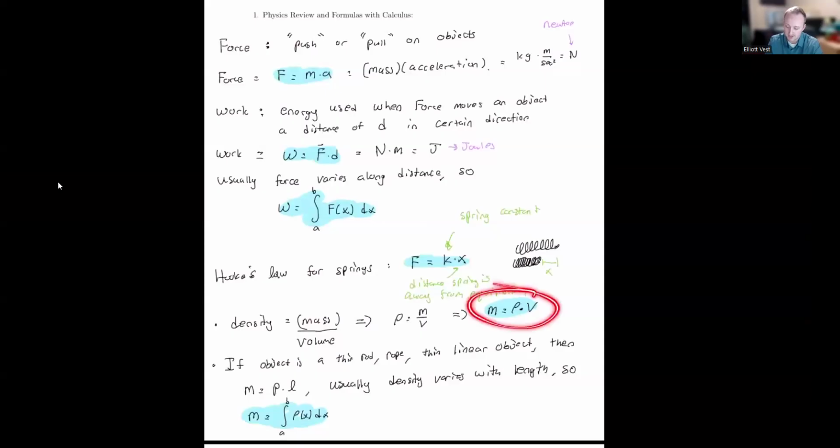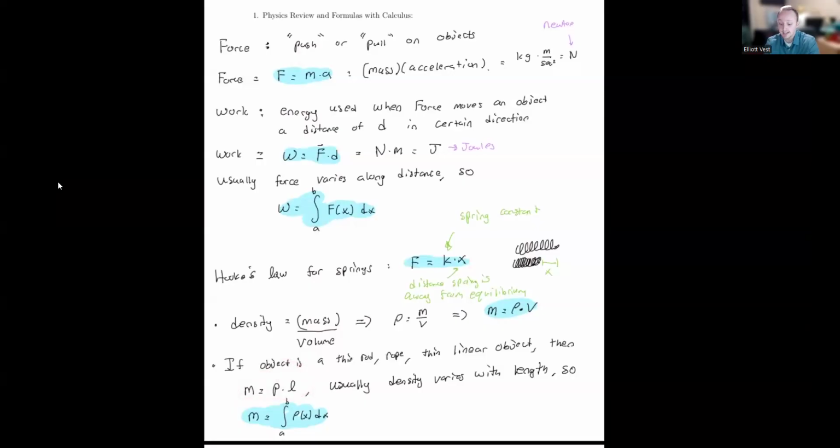But there's a little bit of an augmentation we can make in certain types of problems with this relationship. In particular, if the object we're looking at is a thin rod, a rope, a uniformly linear object, then mass will just be your rho times the length we go along that distance. Because we're now looking at things one-dimensionally instead of three-dimensionally, like with some large object, the thinness changes the formula a little bit.